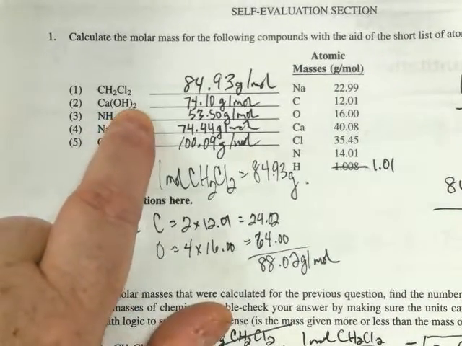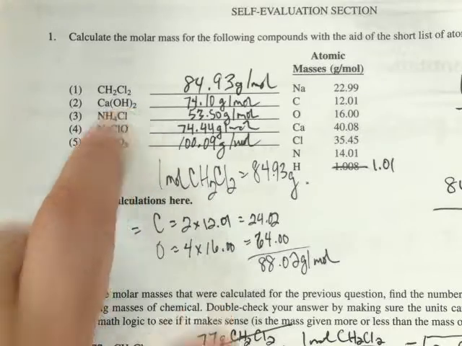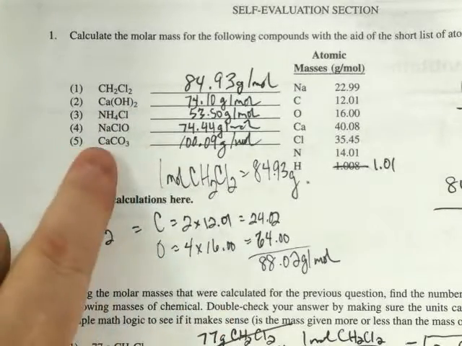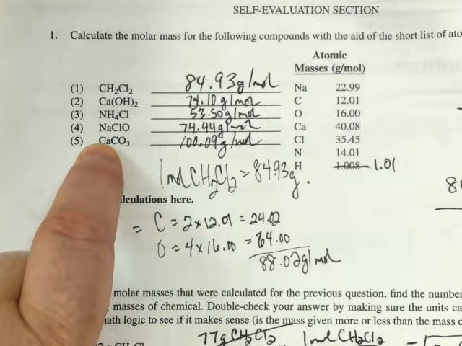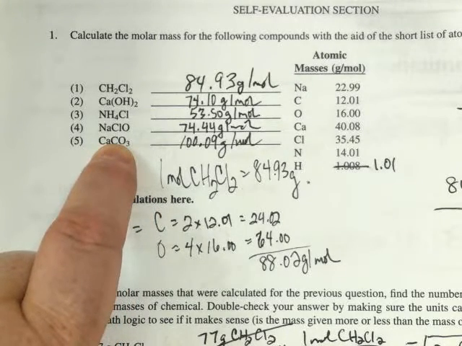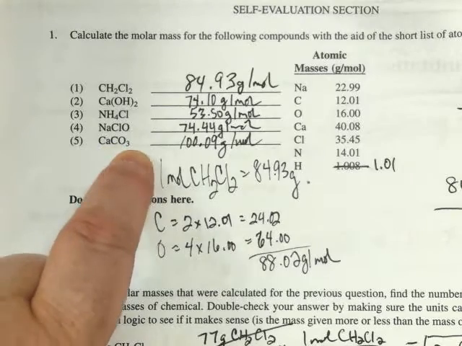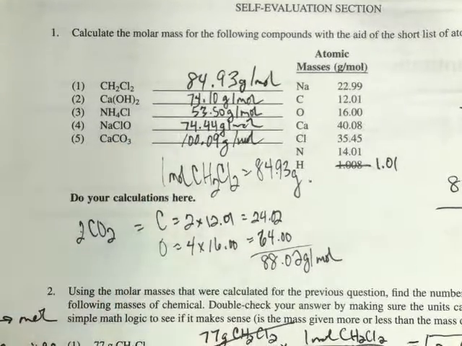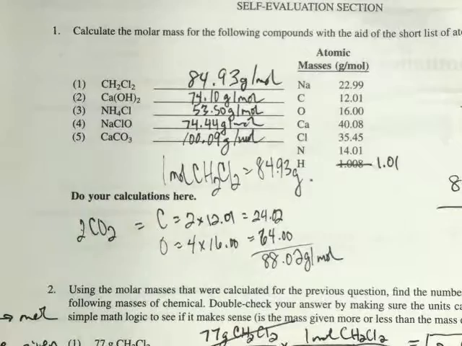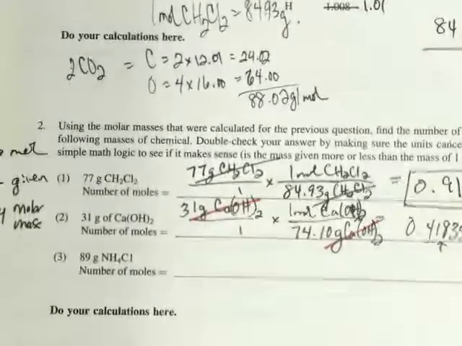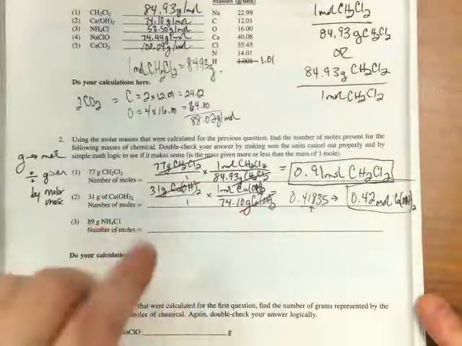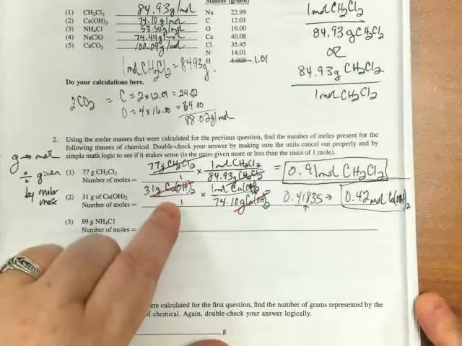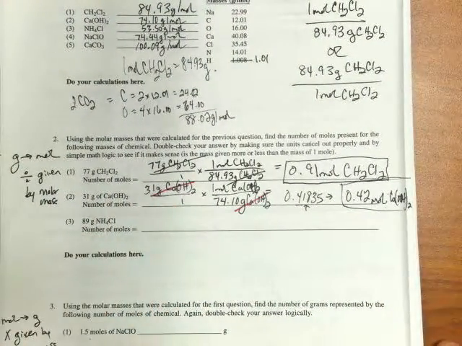So you have coefficients that you have to distribute. You have subscripts that you have to distribute if there's parentheses. If not, then you just go by the subscripts that are in the formula. So this is 1 subscript of calcium, 1 subscript of carbon, and 3 of oxygen. So that's how I got the masses. Okay. All right, moving on. Let's skip down. Let me zoom this out. I know we did the first one in class, and I just did the second one as an example.